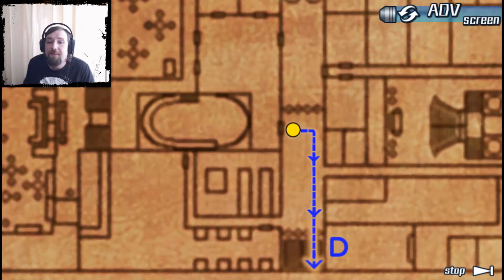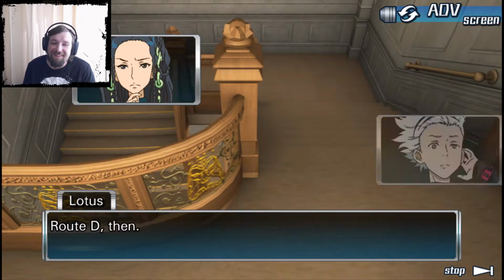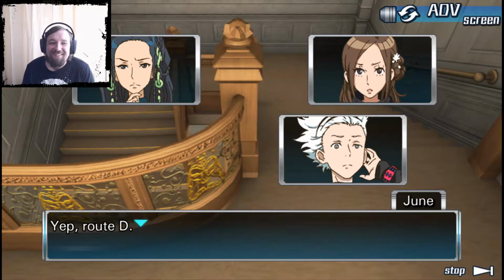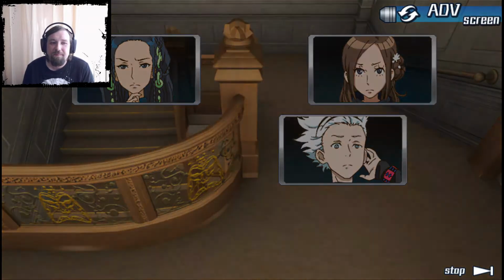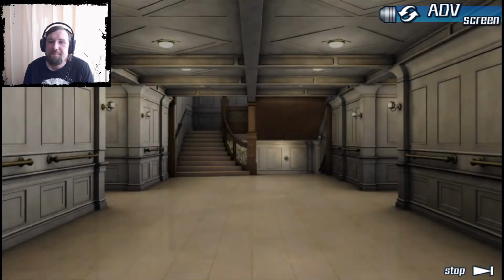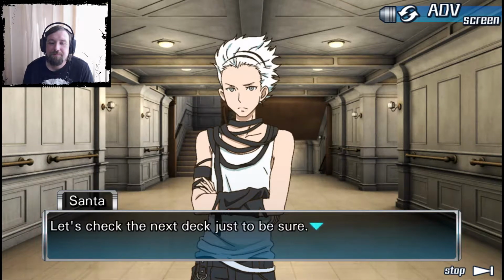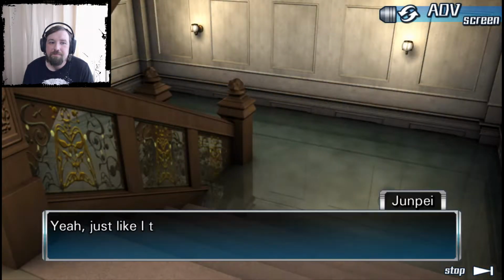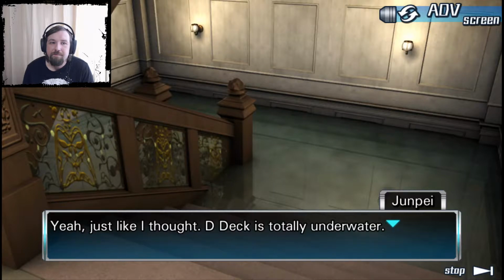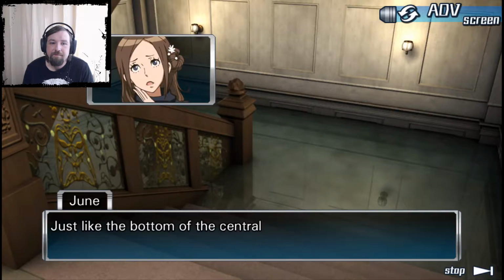D. Give them the D. Route D, then. D it is. Yup, Route D. Then we're set. Everything looks okay here. Let's check the next deck just to be sure. Yeah, just like I thought. D-deck is totally underwater. Just like the bottom of the central staircase.